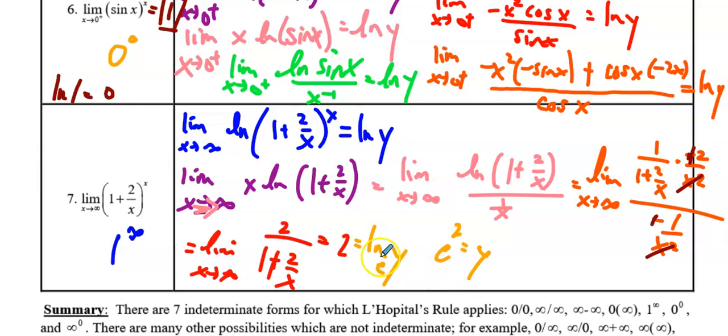So this is how you rewrite this, and I always call this our little heart method. So we take the e, we raise it to the 2, and we set it equal to y. So e squared is equal to y. So y is going to be equal to e squared. So the answer to this problem is going to be e squared.